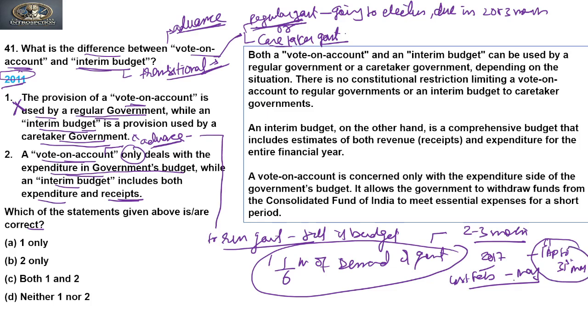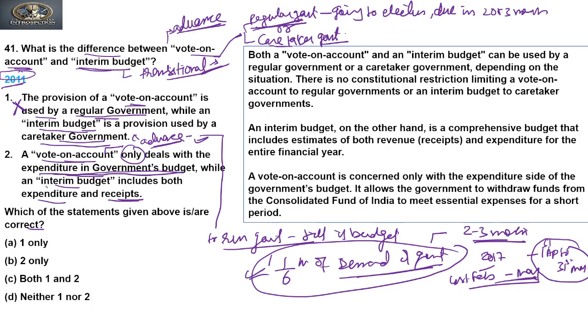So the government needs some money to run, to pay salaries, to pay dues, for the betterment of the society, the schemes. They need money to expend. So the parliament allows 1/6 of the total demand of the government as a vote on account. This is a kind of advance given by the parliament. So yes, it is an expenditure in the government budget. Receipt is not discussed.